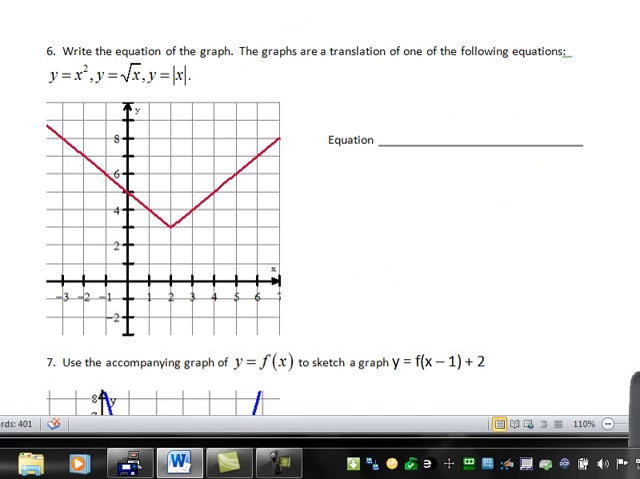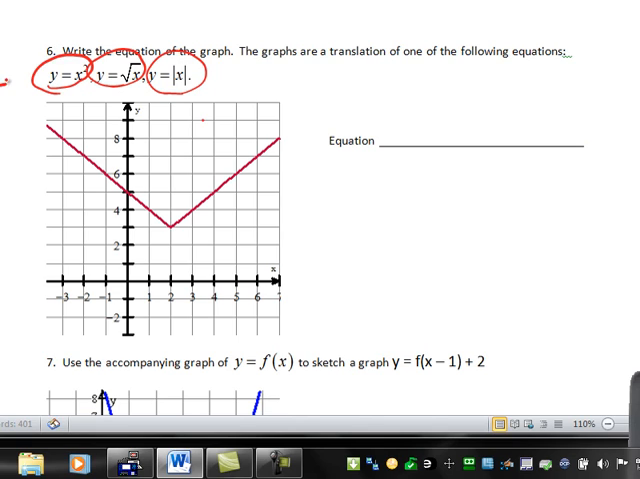Okay, write the equation of the graph. The graphs are translations of one of the following. The graph that I give you will either be a translation of y equals x squared, which is a parabola, y equals root x, which is half a parabola, or y equals absolute value of x. That, for many, is kind of confusing, so make sure you know what the original graph would have looked like.